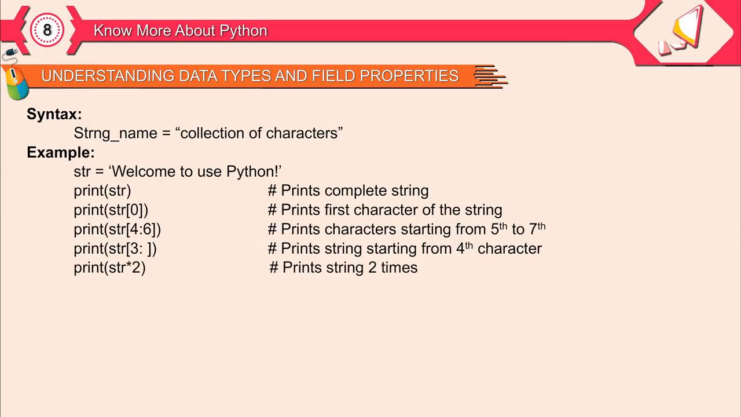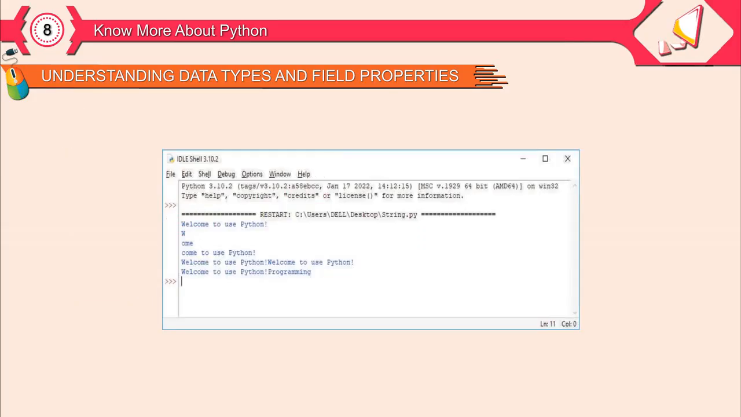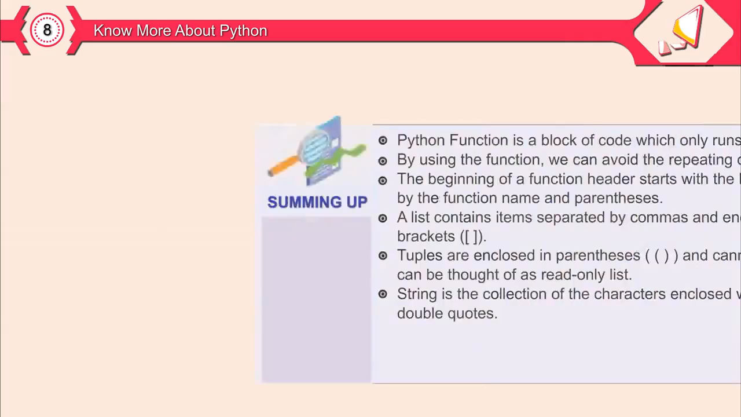print(str * 2) # prints string 2 times. print(str + 'programming') # prints complete string. Program to demonstrate the string in Python, output of the program.